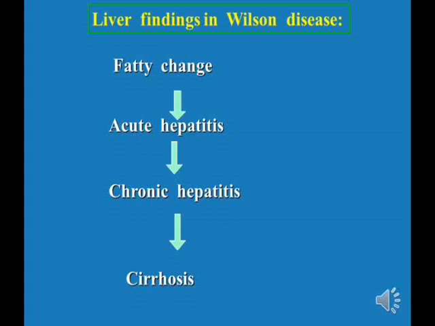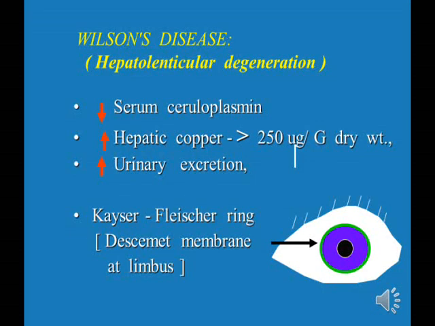So what are the liver findings in Wilson disease? Fatty change, acute hepatitis, chronic hepatitis, and cirrhosis. The biochemical abnormalities include decreased serum ceruloplasmin, increased hepatic copper, which is more than 250 micrograms, and increased urinary excretion of copper. However, serum copper level estimation is not a diagnostic tool for the diagnosis of Wilson disease. And these are called Kaiser-Fleischer rings.